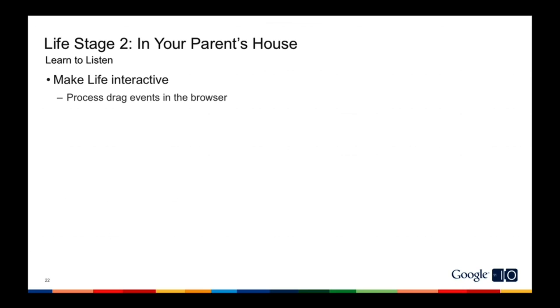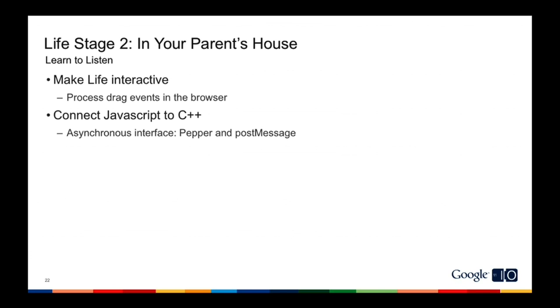So one of the things I want to do is actually be able to click these stamps down and then drag them along, all right? So I'm going to add that and process drag events. I'm going to use Closure for that because it's really simple. And we'll talk about how to connect the fact that I've made a mouse down to add a stamp, connect that from the JavaScript through the C++. I'm going to get into that in a little detail because it's asynchronous and it's maybe not familiar to everybody. We'll look at the Pepper interface and the post message style JavaScript interface that we use. And then we'll actually work through an example and add a clear button.